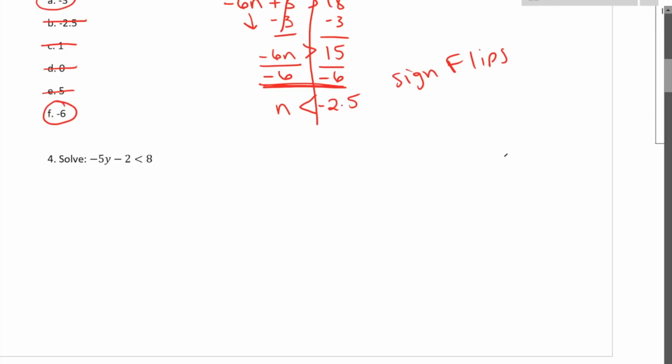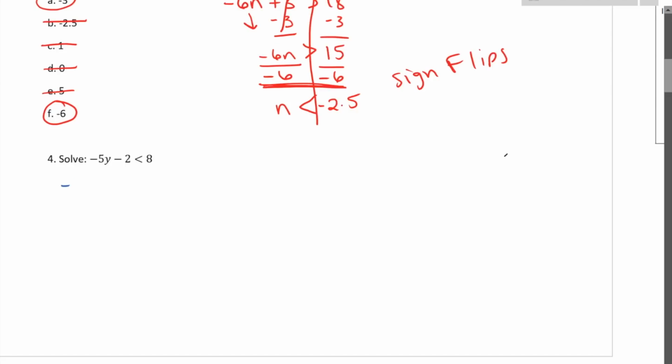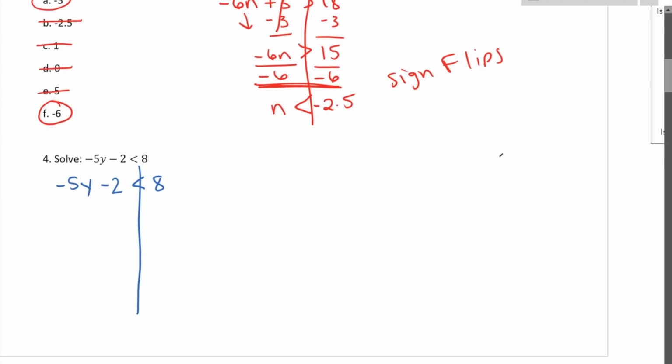Number 4 says solve negative 5y minus 2 is less than 8. So negative 5y minus 2 is less than 8. Drawing my line. I'm trying to solve for y, so that means I need to get rid of the 2 and the negative 5. So add 2 to both sides. Why did I add? It's a negative, so the inverse of negative is a positive. So 10, negative 5y. Those 2's cross out.